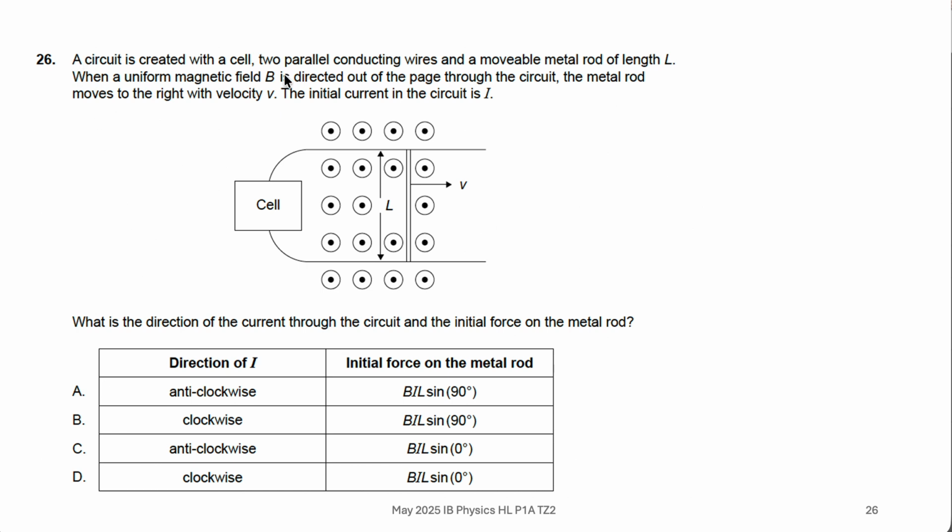Now, it says here we've got our conducting wires and a movable rod. And when we turn on the current, this thing moves to the right. It is pushed to the right. We want to know the direction and initial force on the metal rod. Let's think about this just now.